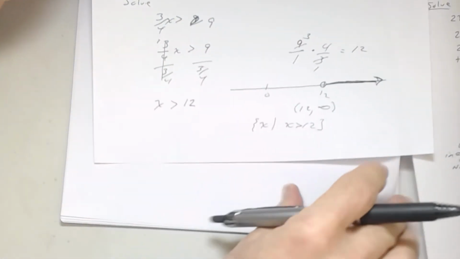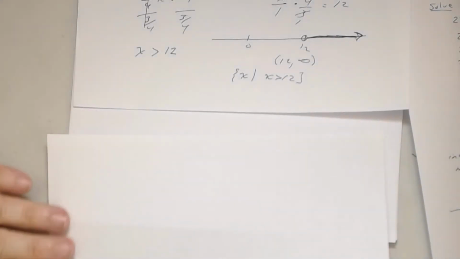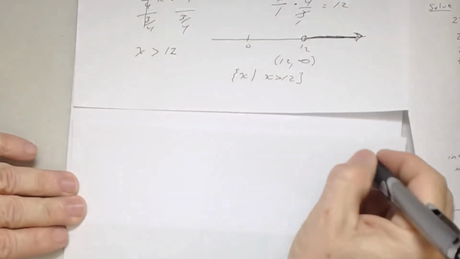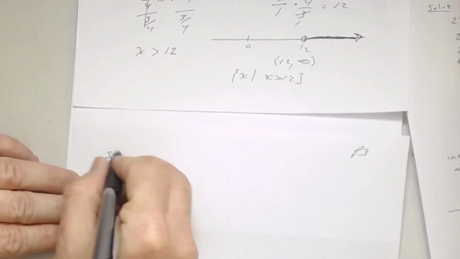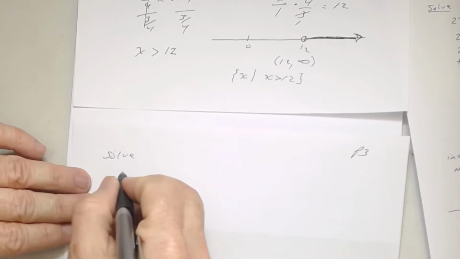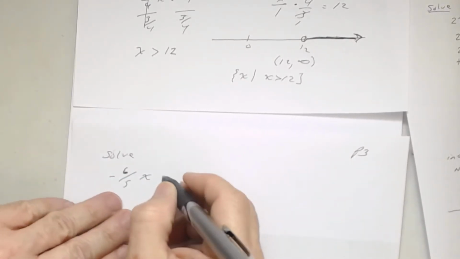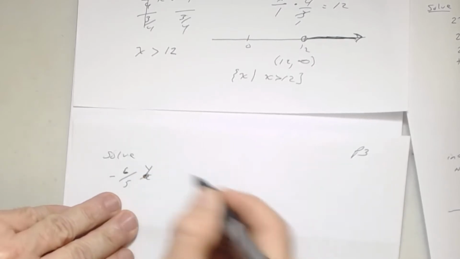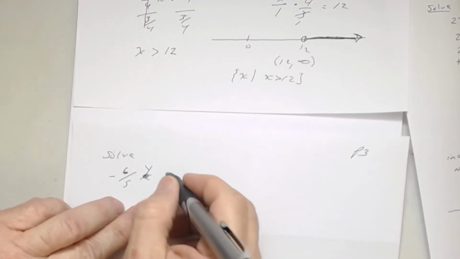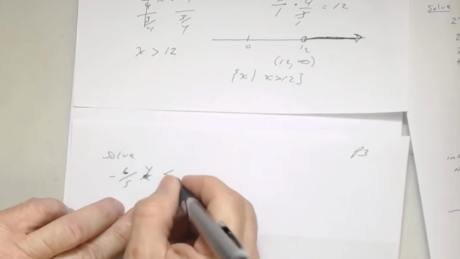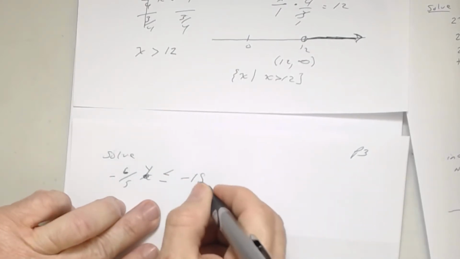All right. Number the next one. Suppose we had this. So -6/5 x. Let's make it y this time. -6/5 y is less than or equal to a negative 18.